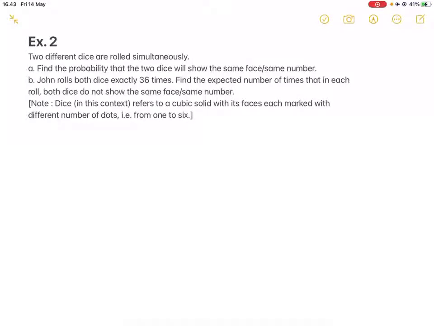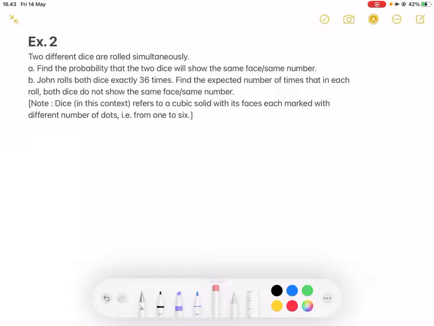Alright, so here's example 2. Two different dice are rolled simultaneously, and the keyword here is different, and what this means in this context, I will explain it later. Find the probability that the two dice will show the same face or the same number, and for part B, John rolls both dice exactly 36 times. Find the expected number of times that in each roll, both dice do not show the same face or same number. Right, what it means by these dice are different is as so.